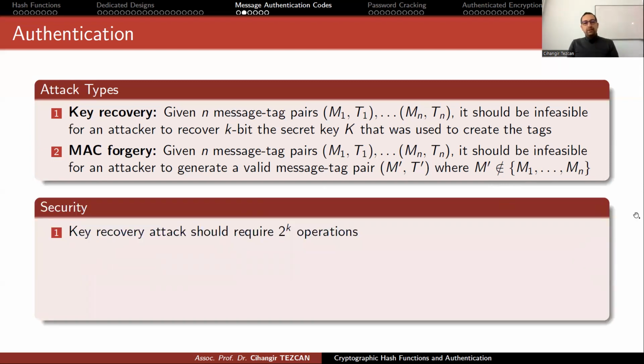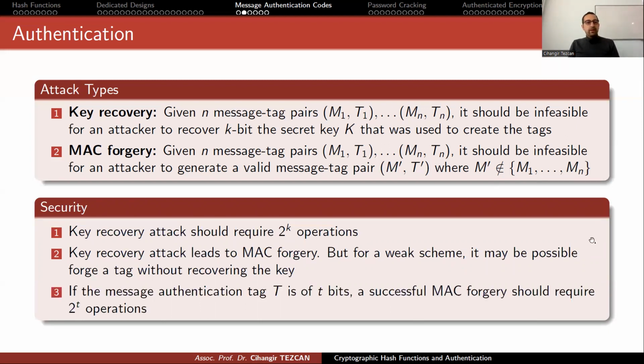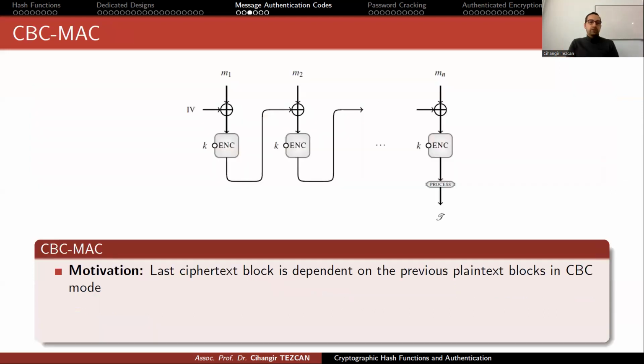So a key recovery attack should require 2 to the K operations. Key recovery attacks lead to MAC forgery, but for a weak scheme, it may be possible to forge a tag without recovering the key. If the message authentication tag T is of T bits, a successful MAC forgery should require 2 to the T operations. Okay. Again, this is for the upper bound security, like brute force attacks.